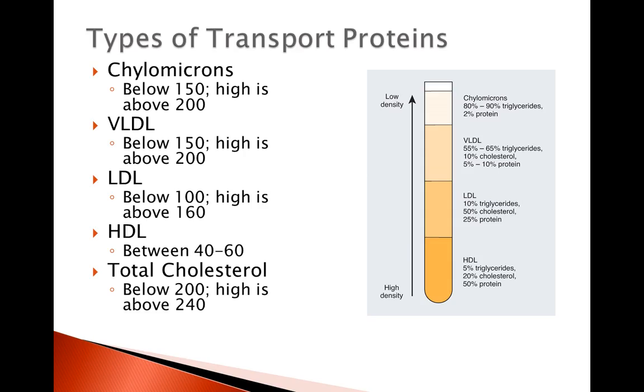All right. Types of the transport proteins, or lipoproteins. There are 5 types of transport proteins, 4 of which you are responsible for and must know. The lipoproteins are classified based upon their density or protein content. Okay, 5 total, 4 of which you must know. So the 4 that you need to know are listed here.